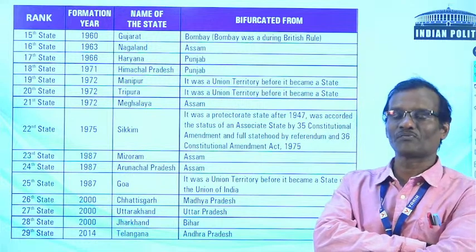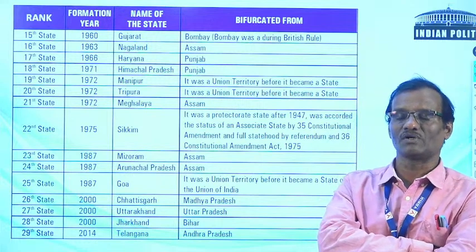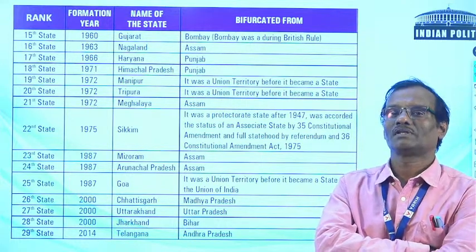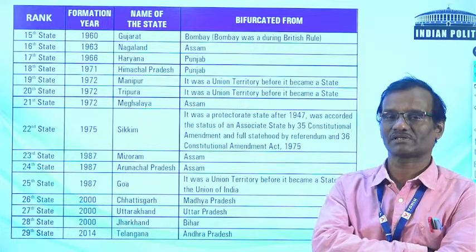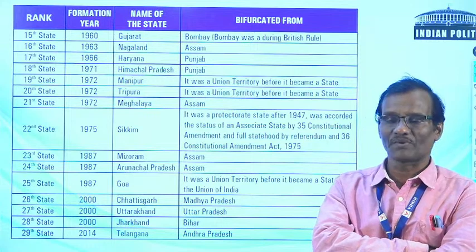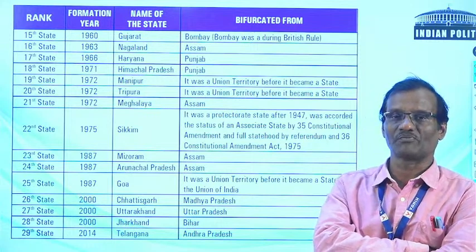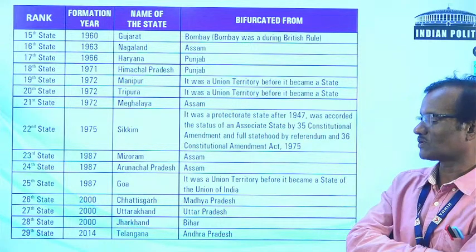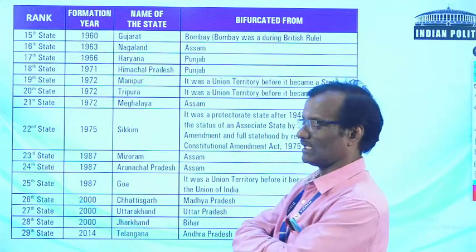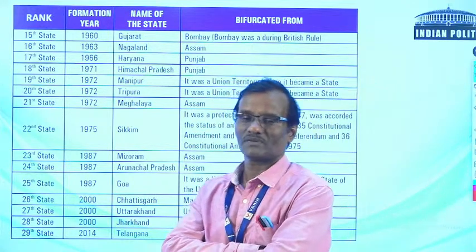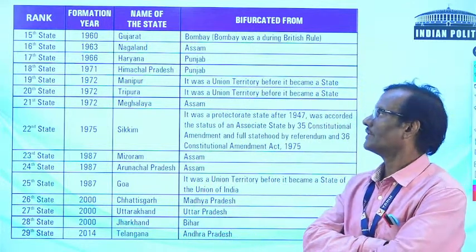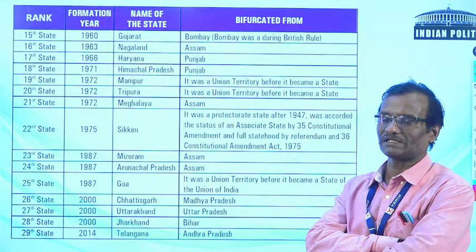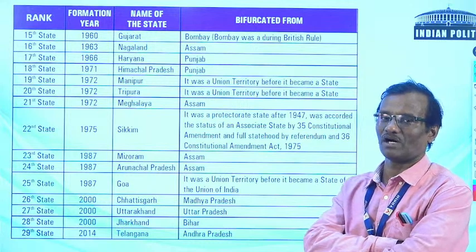After the closing of 14 states in India, including Odisha also, the first state that was reorganized was Bombay province. Bombay comprised Gujarati and Marathi people. So Gujarat got bifurcated as the 15th state of India in 1960. It was bifurcated from Bombay, and I think the same year Bombay became Maharashtra also.